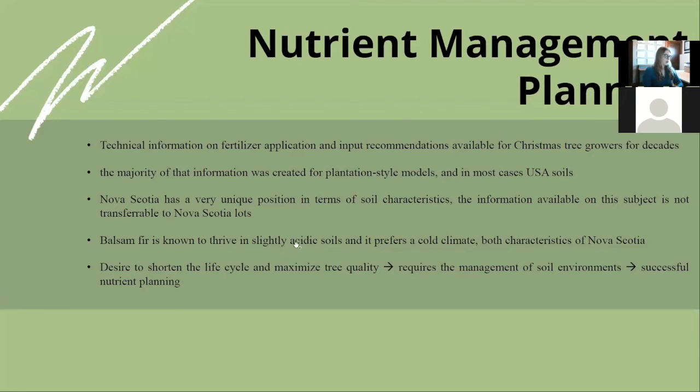So we talked about earlier, what we're looking at doing with this nutrient management planning is trying to shorten the life cycle while maximizing tree quality. So we're just trying to narrow that window a little bit without going too crazy on our inputs.